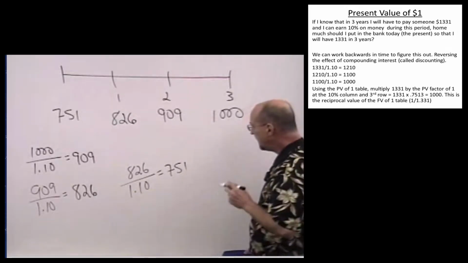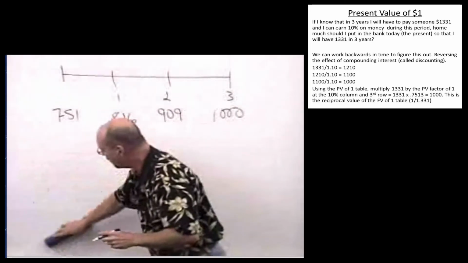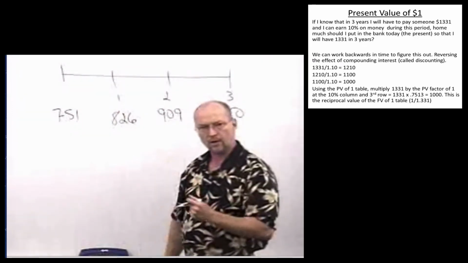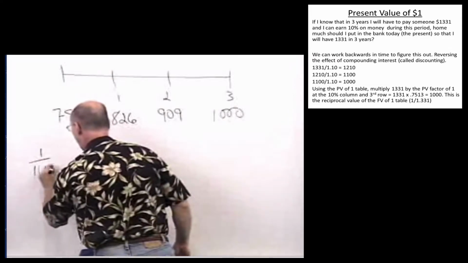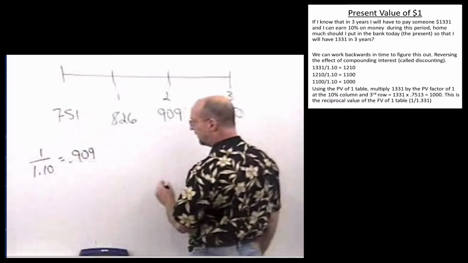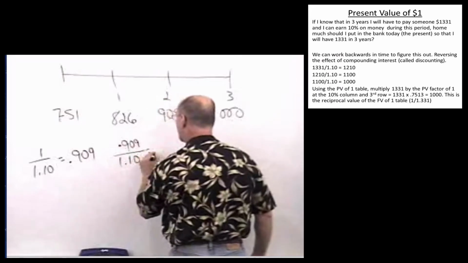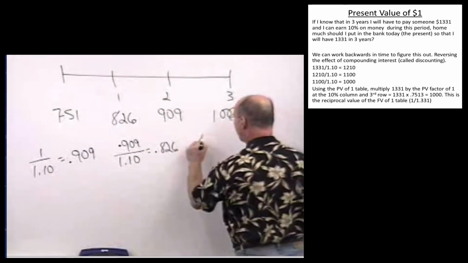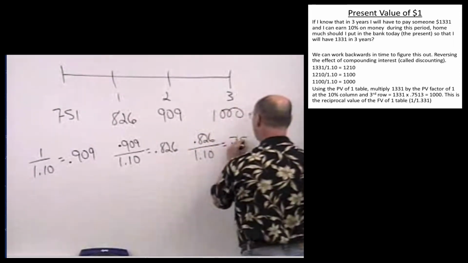Okay? Now, I'm going to erase this, because what I'm trying to do is I want to show you that the numbers in these tables are all related in some way or form. If I were to take the number 1 and I divide it by 1.1, I'm going to get 0.909. If I take 0.909 and I divide it by 1.1, I'm going to get 0.826. And if I take 0.826 and I divide it by 1.1, I'm going to get 0.751.